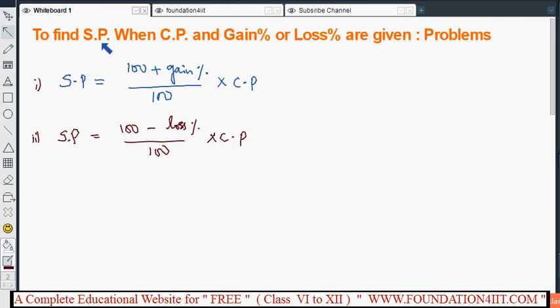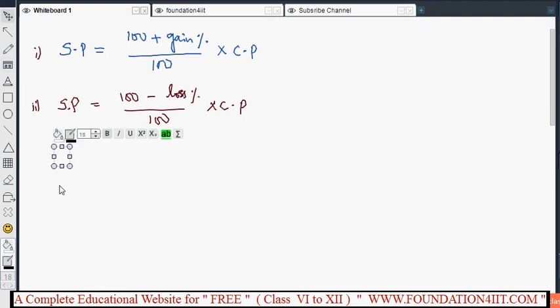To find out SP, when CP and gain or loss percents are given, these are the two formulas just now explained. Selling price is equal to (100 plus gain percent) by 100 into CP, or the same selling price is equal to (100 minus loss percent) by 100 into CP. Now let us see a few problems using these two formulas.